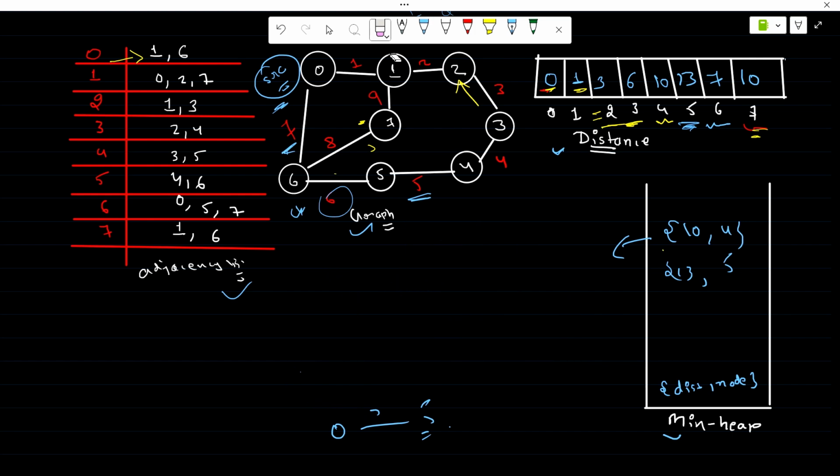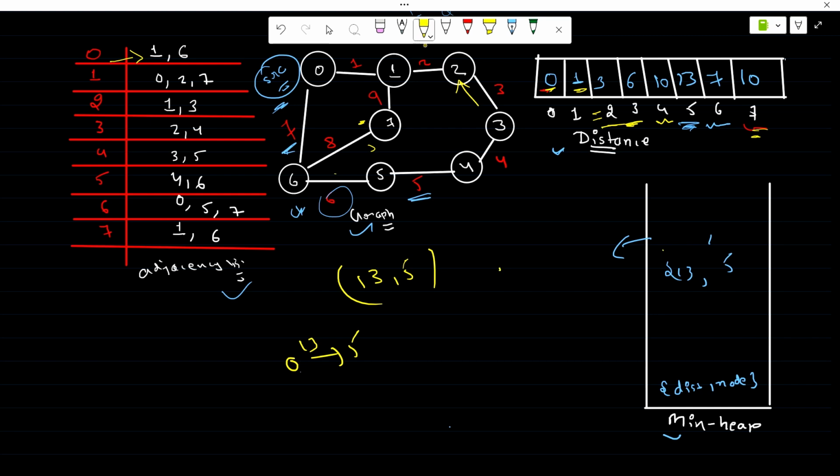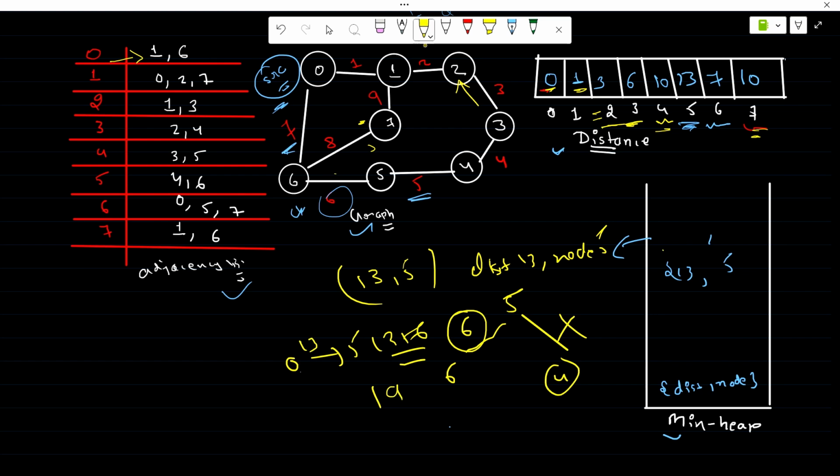Now the next is 5 with 13. From 0 to 5 we can reach at a distance of 13, so the distance is 13 and the node is 5, right? From 5 we can go to 6 and to 4. We will not consider 4 because we already have the minimum distance for 4, that is 10. From 5 to 6 the cost is 6, so 13 plus 6 is going to be 19. We have the minimum distance for 6, that is 7, right? So we will not consider this part.